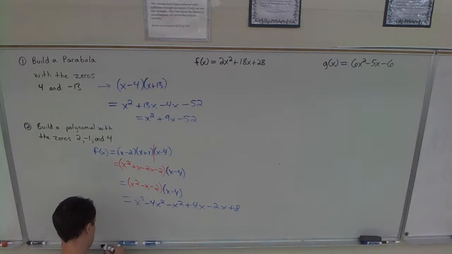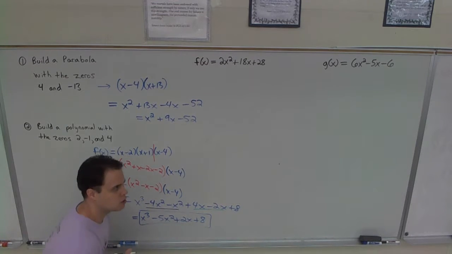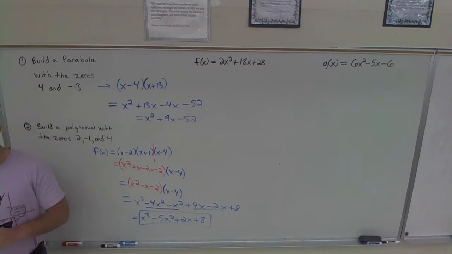Then I come in here and say, any like terms? Yes, these, and the squared ones. So ultimately, we're going to get x cubed minus 5x squared, plus 2x, and 8. That is a third degree polynomial. In other words, a cubic curve. We're going to look at those soon enough. Cubic curves look like snakes.